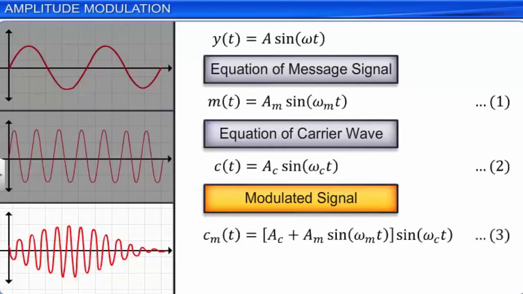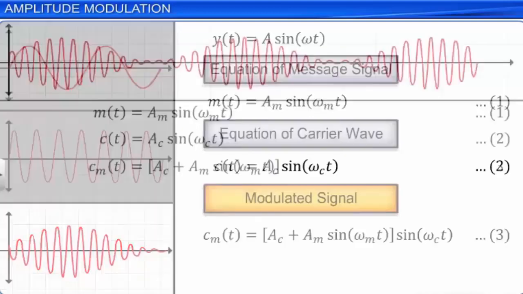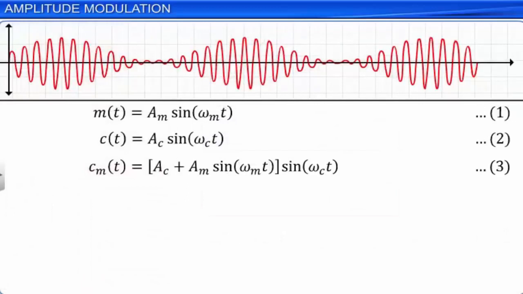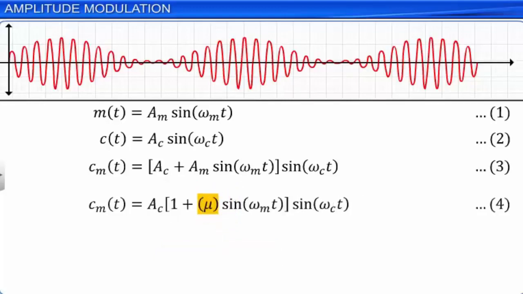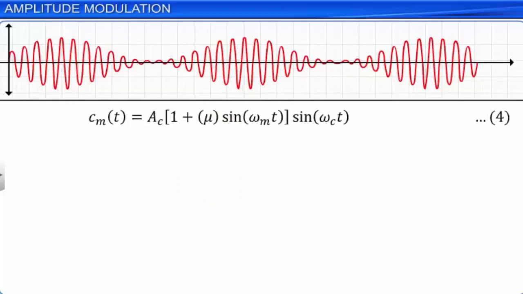The terms in equation 3 can be rearranged to get equation 4. In equation 4, the ratio Am to Ac, which is the ratio of the amplitude of the message signal to that of the carrier wave, is called the modulation index, represented by the Greek alphabet mu. To avoid distortion of the message signal during transmission, the modulation index must be less than or equal to 1. This implies that the amplitude of the carrier wave must always be greater than or equal to the amplitude of the message signal.